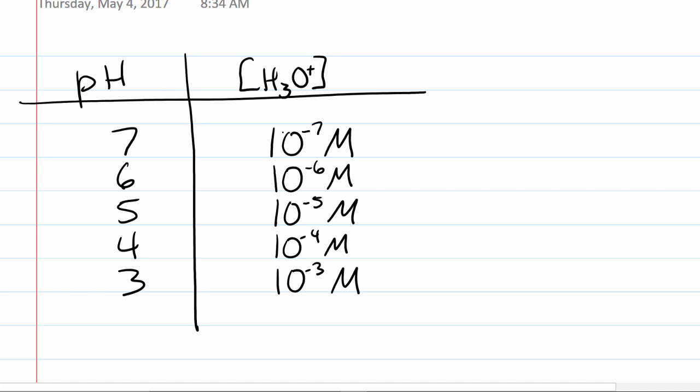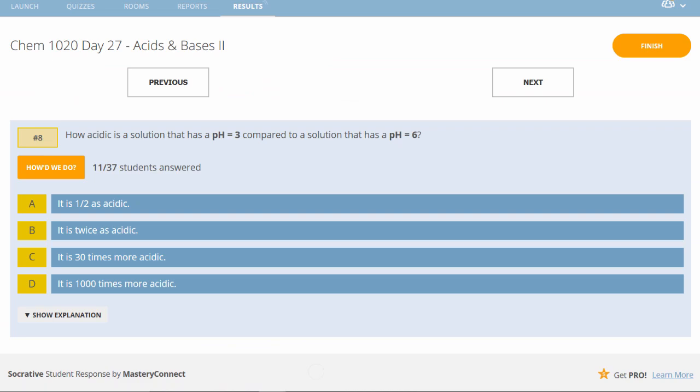So now, if you go back to your question, the question was, how acidic is a solution that has a pH of 3 compared to a pH of 6? Let's get answers locked in here, please. Half as acidic, twice as acidic, 30 times more acidic, or 1,000 times more acidic. We'll count down here: 5, 4, 3, 2, 1.